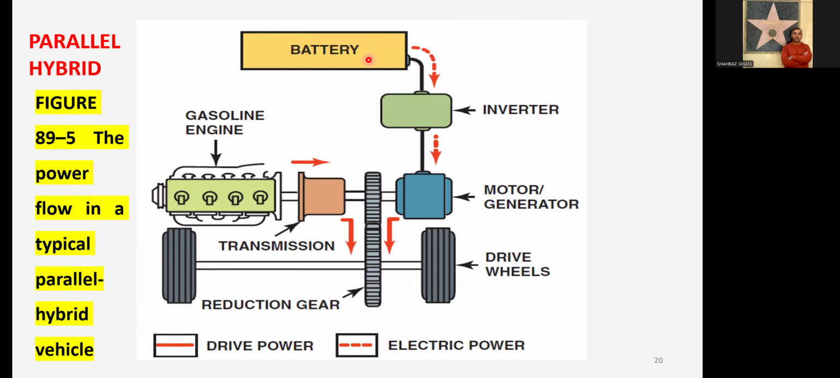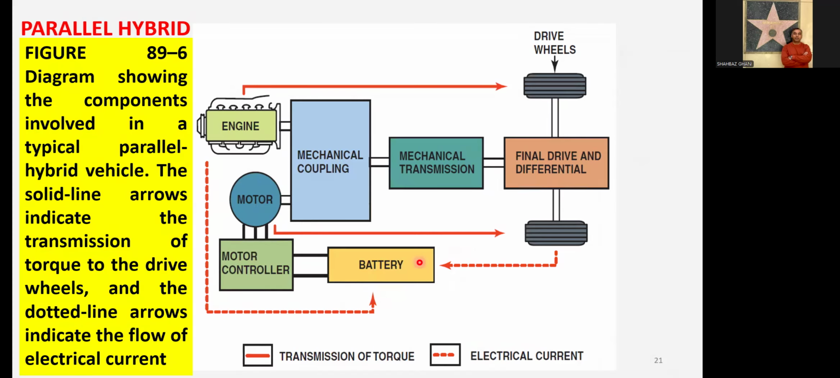And from batteries, it is coming to the inverter. From inverter, it is coming to the motor or generator. And from that generator, it is going to the reduction gear and then to the wheel. So this is the simplest parallel hybrid system. So this is the elaborated diagram of the parallel hybrid system which we have studied.